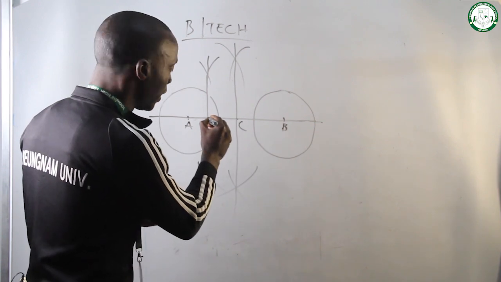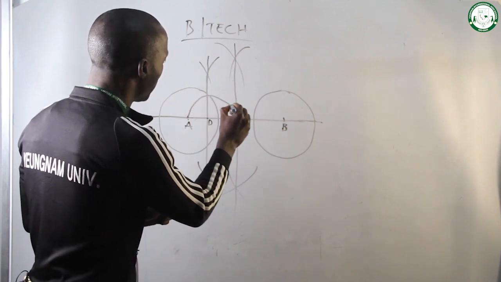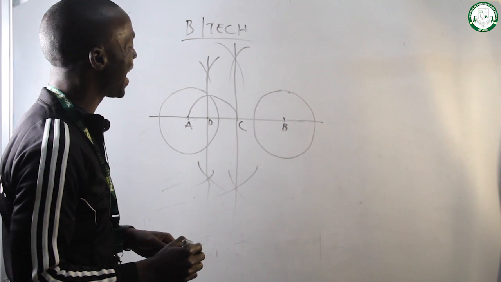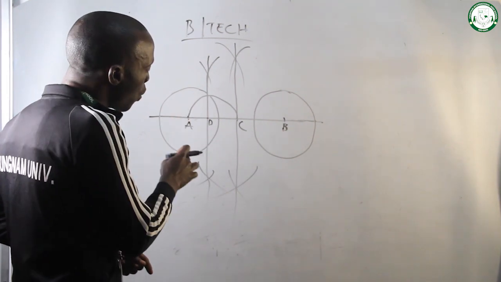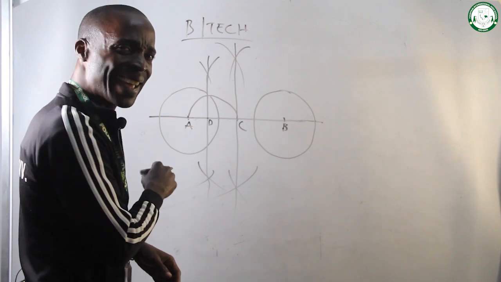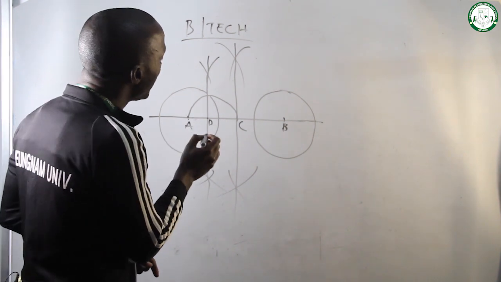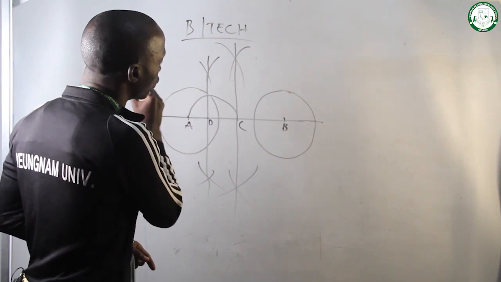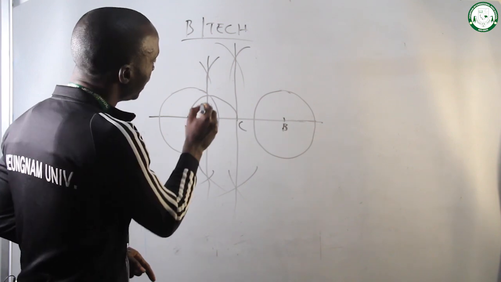You center D, draw a semicircle, and that semicircle will touch points A and B, and is going to touch this circle with center A at a point. That point where this semicircle touches the circle with center A is your point E.